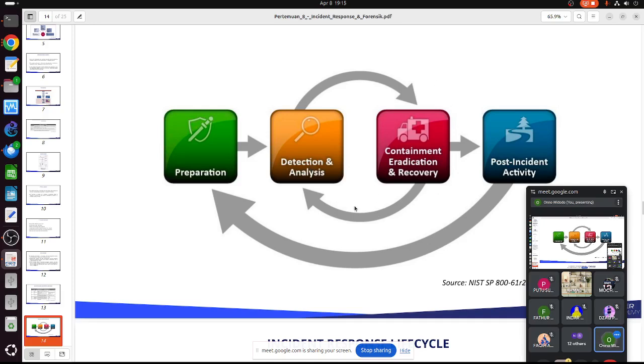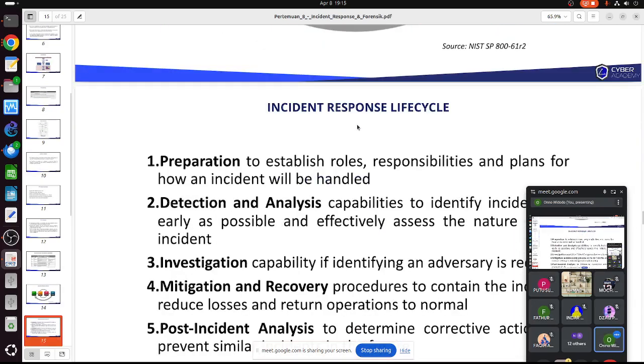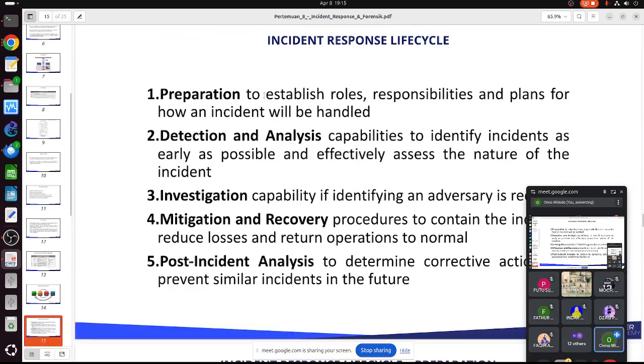Okay, so this process is the same thing as ISO 27000. We have to do these things as well. Okay, so there is a preparation. This is to plan how incidents are handled, and so on. Establishing roles, and we have to make sure everybody knows their roles. Okay, this is not only about technical.